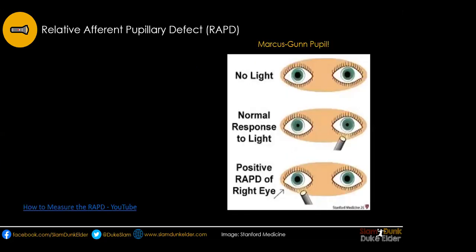Okay, now we'll talk about RAPD. So this is where you've got an incomplete optic nerve lesion. So the connections aren't completely severed, or it can be due to very severe retinal disease, but it's never due to a dense cataract.